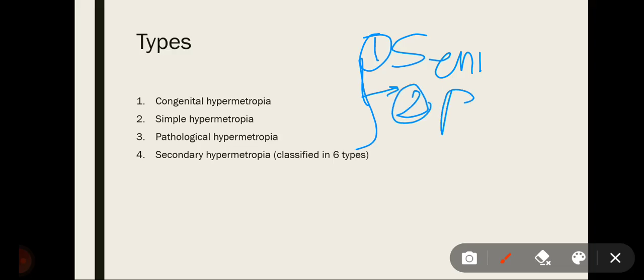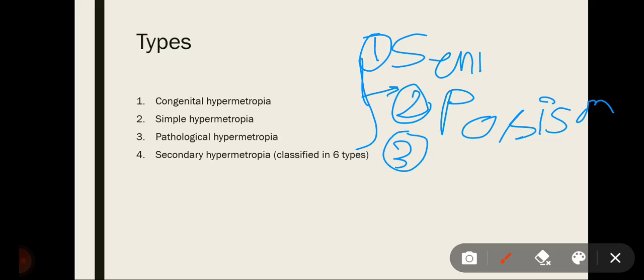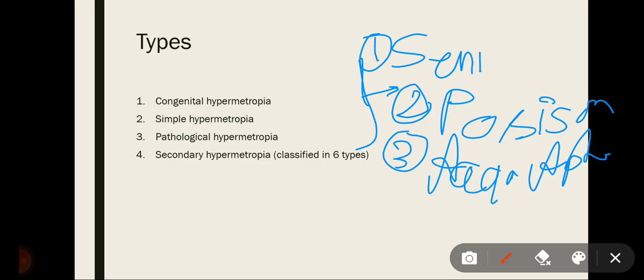Second one is positional hypermetropia, which can be due to posterior subluxation of the lens. Third one is acquired aphakia. It's a state of high hypermetropia that occurs due to cataract surgery, traumatic absorption of the lens, traumatic extrusion of the lens from the eyeball, and posterior dislocation of the lens in the vitreous cavity.